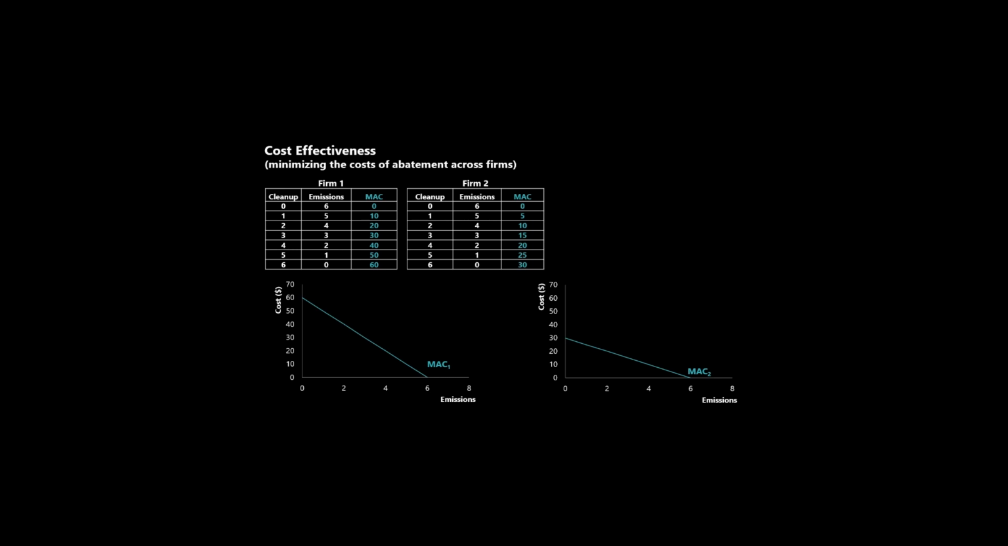This video is about cost effectiveness, or minimizing the cost of abatement across firms. So we're going to begin with marginal abatement cost curves for two firms. I'm calling them Firm 1 and Firm 2.